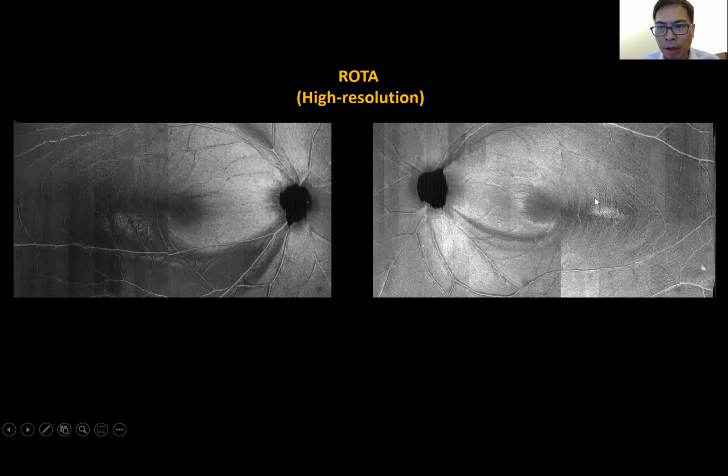You can see the axonal fiber bundles in detail, and you can see obvious loss of the axonal fiber bundles over a wide field. Again, the same supratemporal and infratemporal retinal nerve fiber defects for both the right side and the left side. So with ROTOR, here is the high resolution ROTOR, we can get more information. We can get the individual trajectories of these axonal fiber bundles.